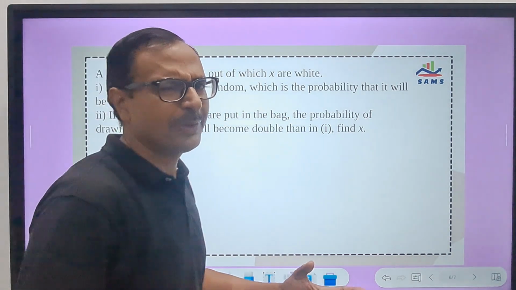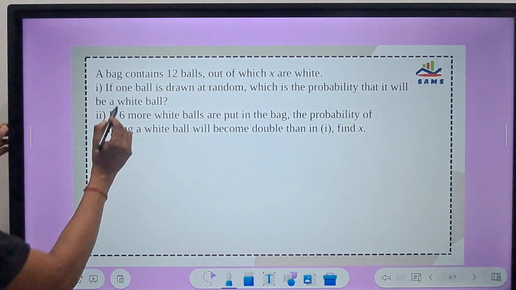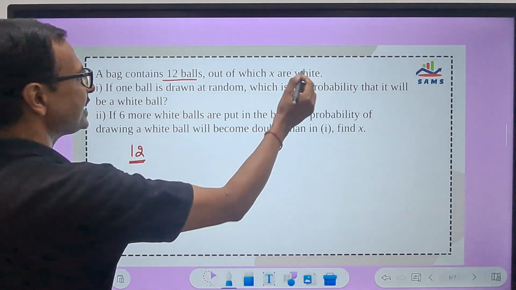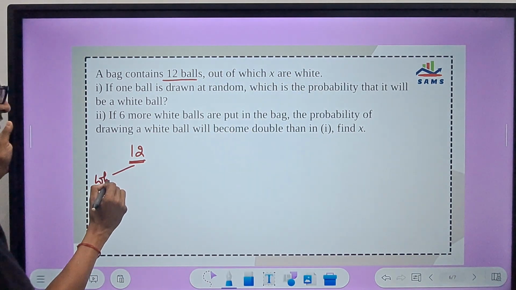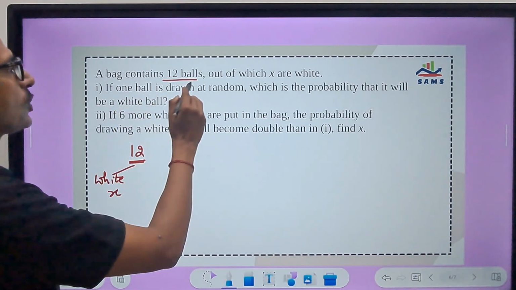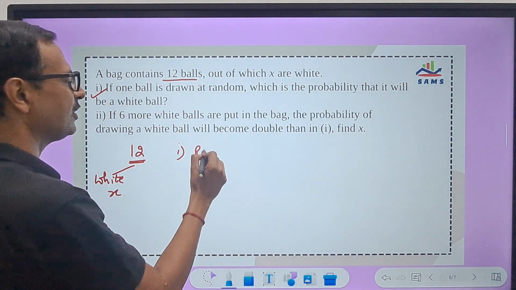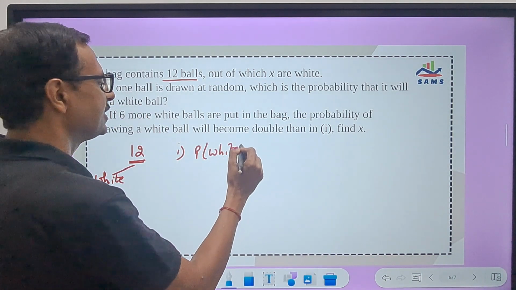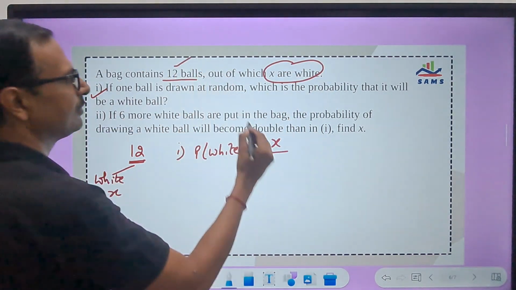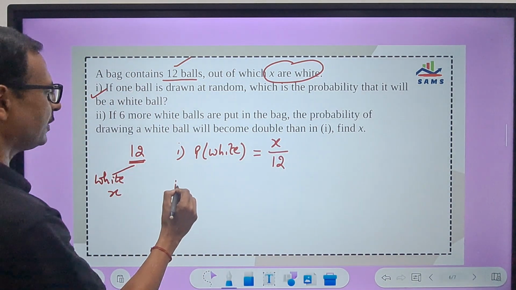So we can go on and on, probability questions are endless. So let's have one more. A box contains 12 balls, so there are 12 balls in total, out of which X are white. Okay, if one ball is drawn at random, what is the probability that it will be a white ball? First part is quite easy. Probability of getting a white ball is, how many are white? X are white. So X out of a total of 12. So this is the probability for the first part. Very easy.